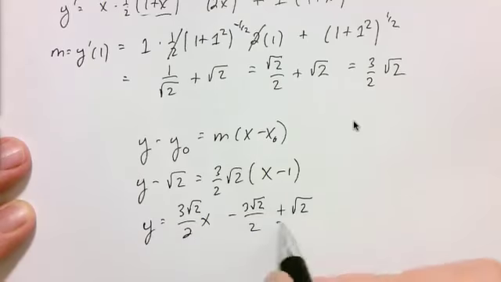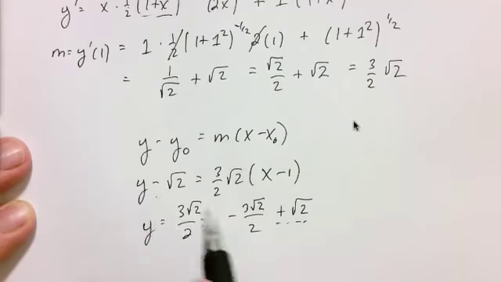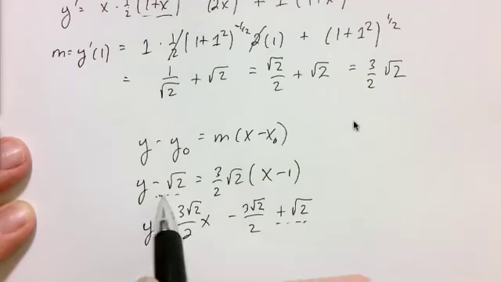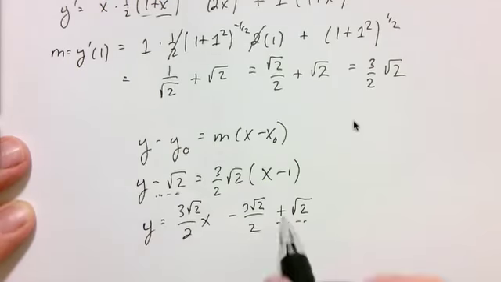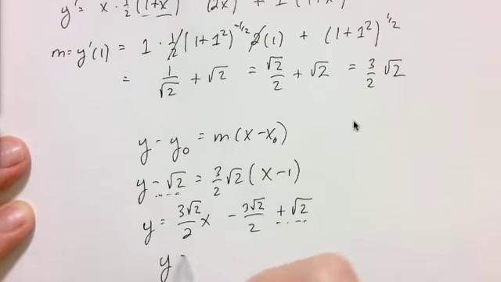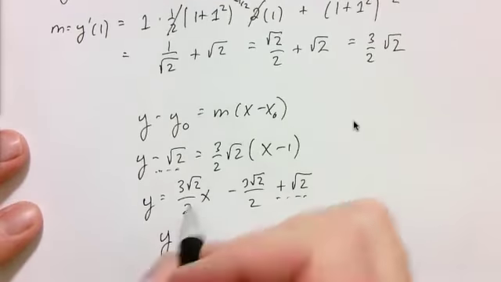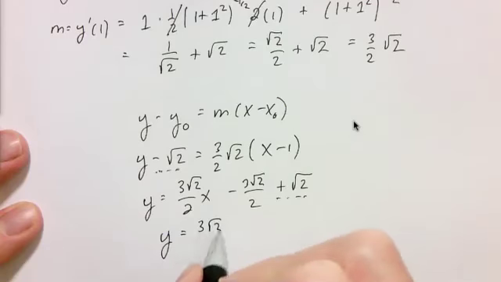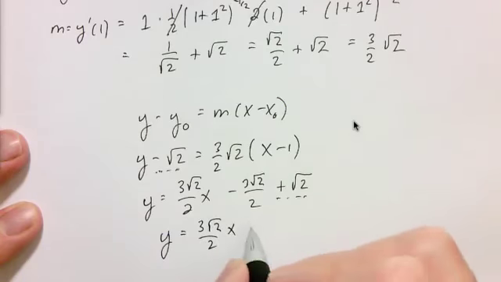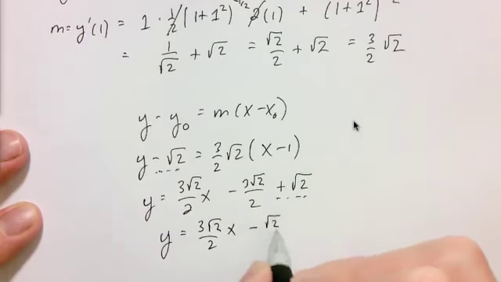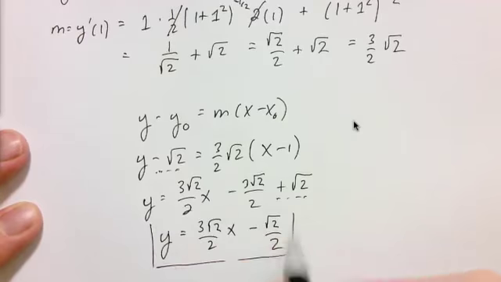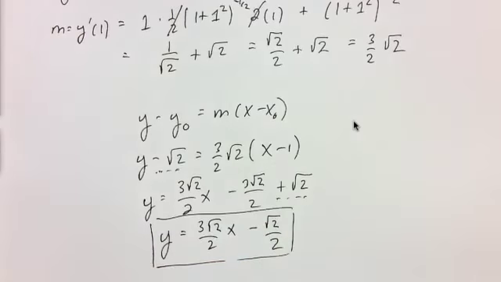Right. This final plus square root of 2 comes from adding square root of 2 to both sides. So we're moving this minus square root of 2 over to the right side. Here I have 3/2 square root of 2 plus 1 square root of 2. So I can rewrite that as minus square root of 2 over 2. Good.